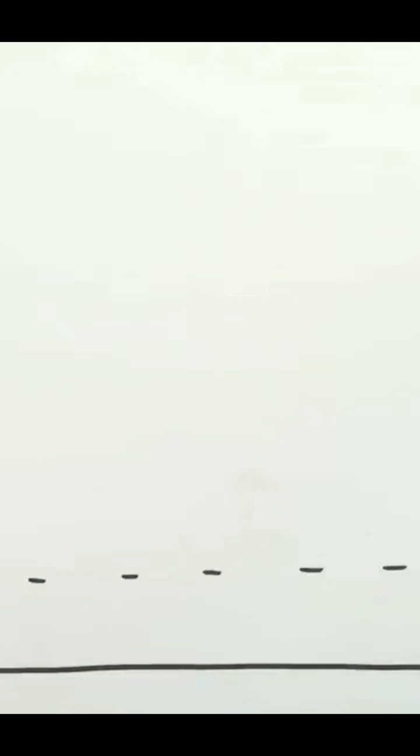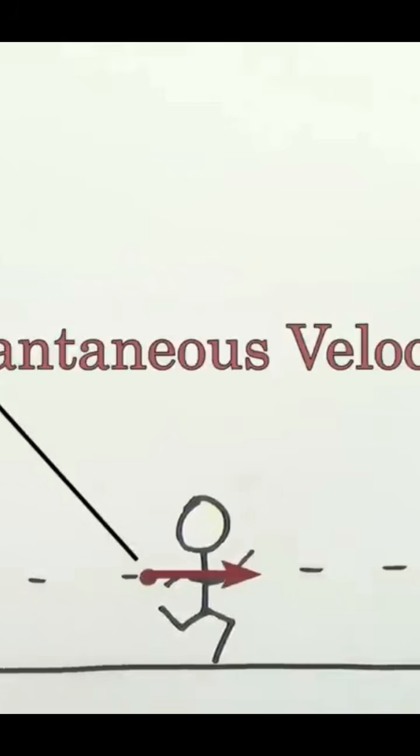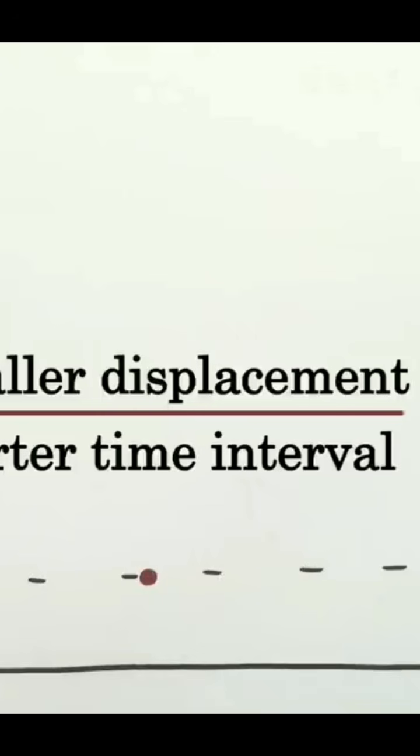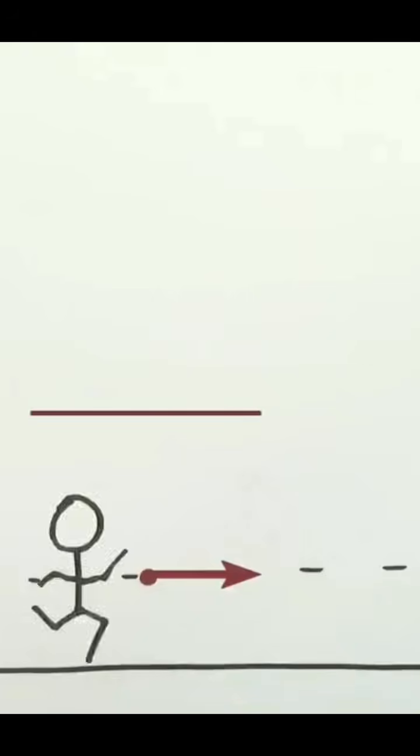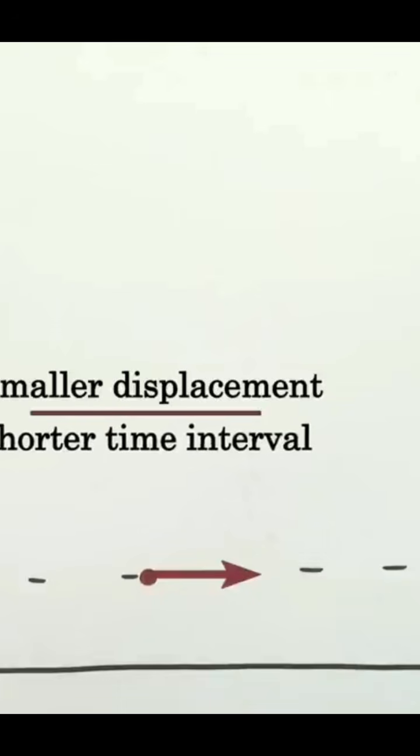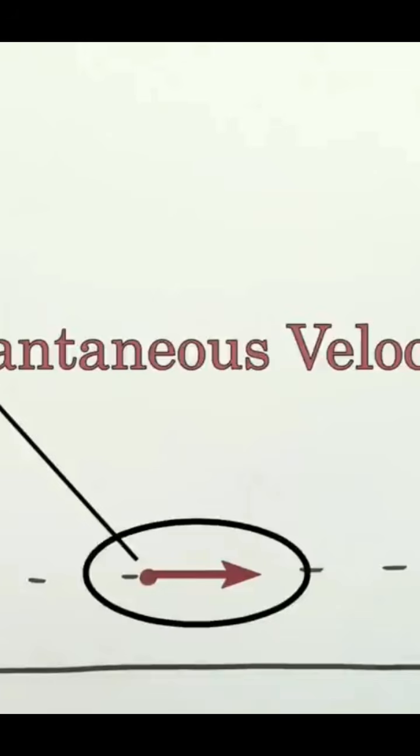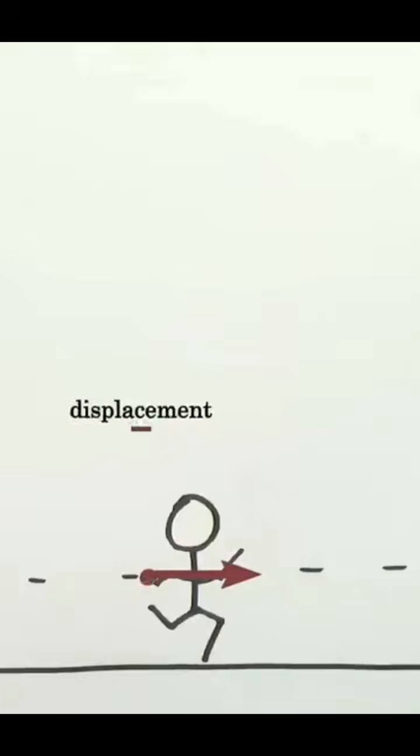Say you wanted to know the instantaneous velocity at a particular point in time during this trip. In that case, you'd want to find a smaller displacement over a shorter time interval that's centered at that point where you're trying to find the instantaneous velocity. This would give you a better value for the instantaneous velocity, but it still wouldn't be perfect. In order to better zero in on the instantaneous velocity, we could choose an even smaller displacement over that even shorter time interval.